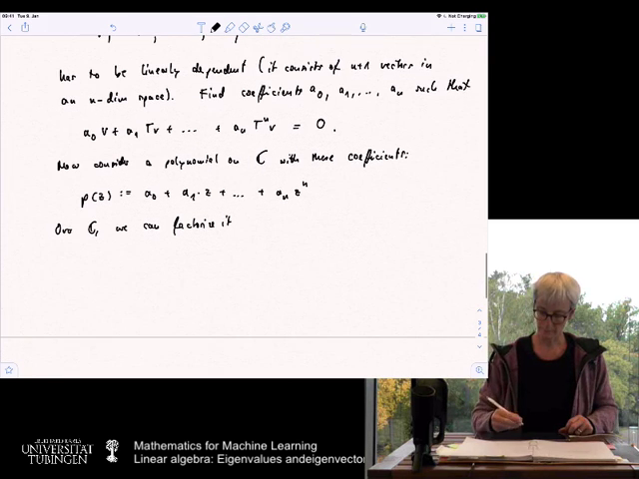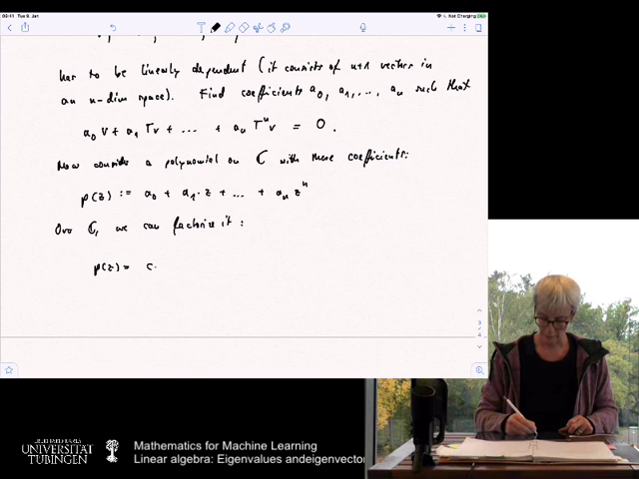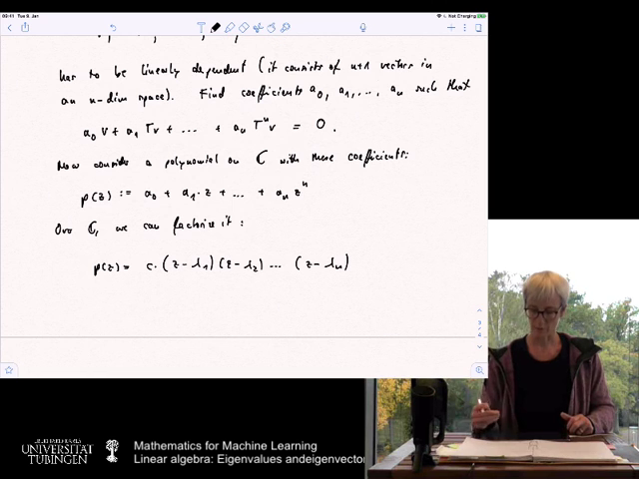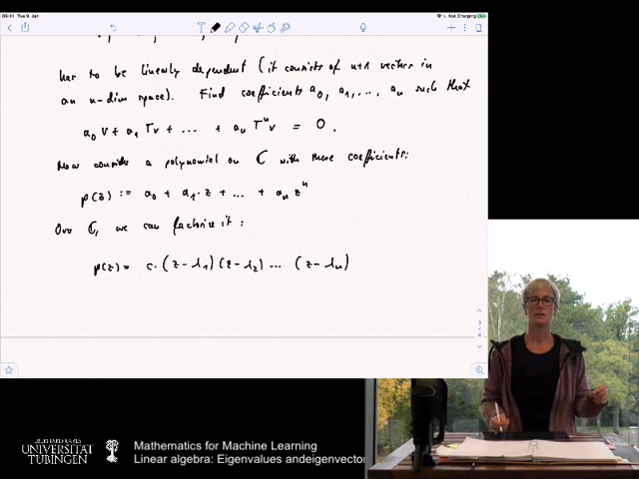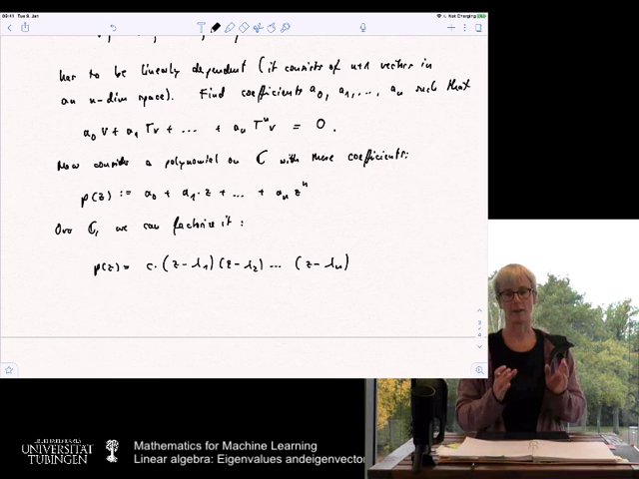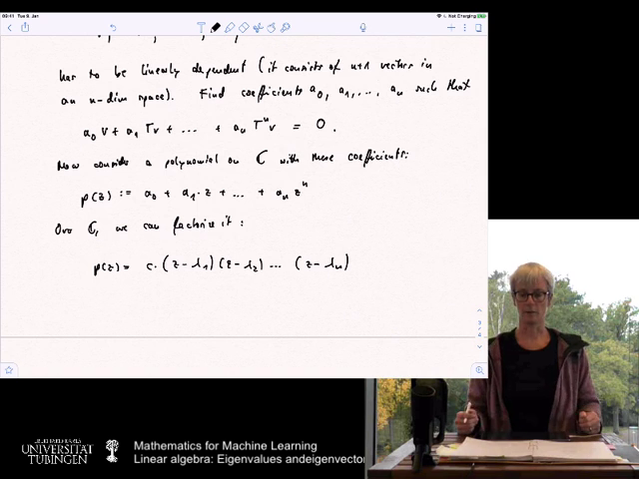So it means that we can write the polynomial in the form c times (z minus lambda 1), times (z minus lambda 2), and so on, (z minus lambda n). So this is a polynomial of degree n. You can always write it as a product of n such linear factors. And these lambdas are the zeros of the polynomial.